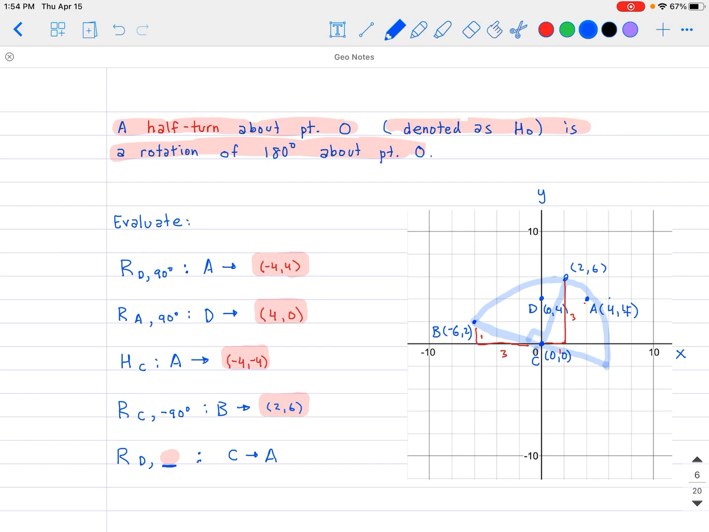All right, now here's the last one. This one is a little bit trickier because we're going to be working backwards. For this last one, I want to know what the rotation is, so that when I take point C and put the center at D, you're going to get A as the result.